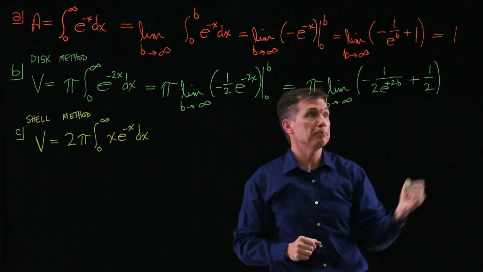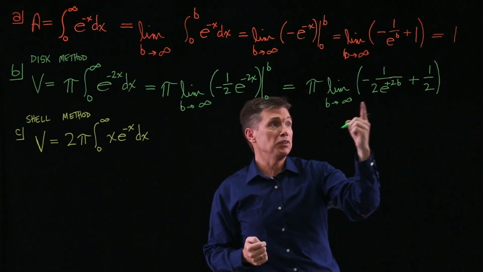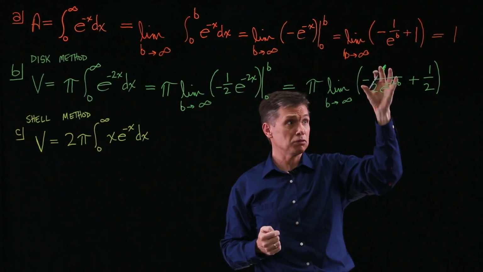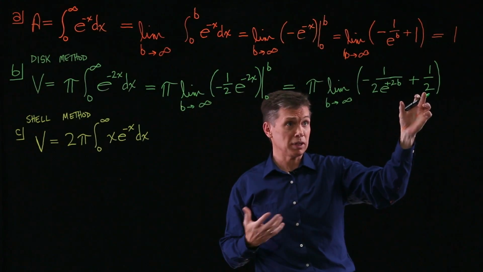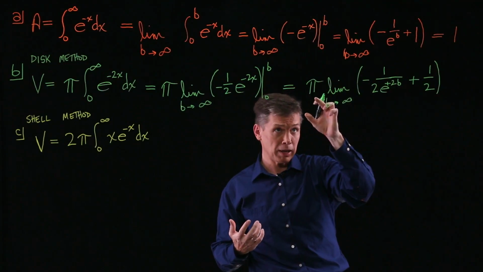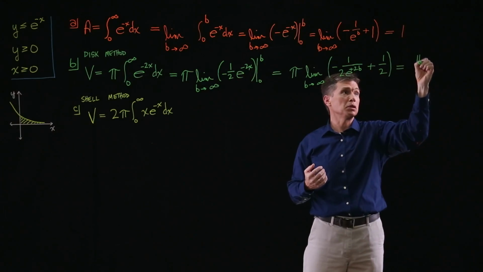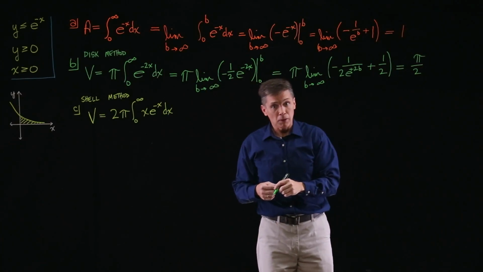And so we get that. Okay, now I'm going to do my limit as b goes to infinity. Here again, that's your denominator going to infinity, so the fraction goes to 0. I'm looking at a plus 1/2 inside my limit. Don't forget the pi out front. And looks like this one's going to equal a pi over 2 for that volume.